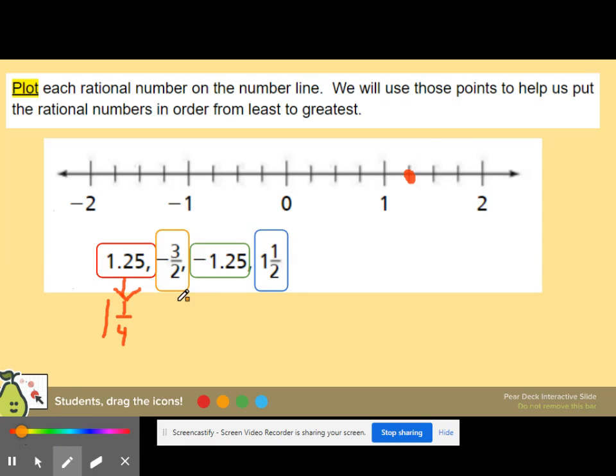My orange dot is -3 over 2. -3 over 2, that's weird to me.